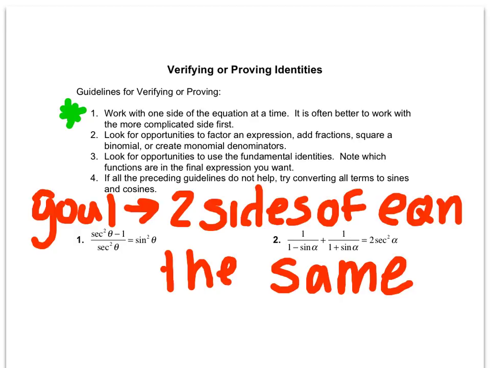So our goal today, we're going to look for opportunities to factor an expression, add fractions, square a binomial, etc. We're going to look for opportunities to use the fundamental identities. And one reason that I think today's stuff can be a little bit easier than what we did last time is we already kind of have a hint as to what we need to do. Because if we look at the other side of the equation, we know that somehow I need to turn everything on one side of the equation into the same trig functions that are on the other side of the equation. And if nothing else is helping, we can always try converting things in terms of sine and cosine.